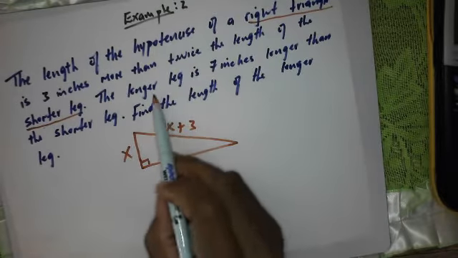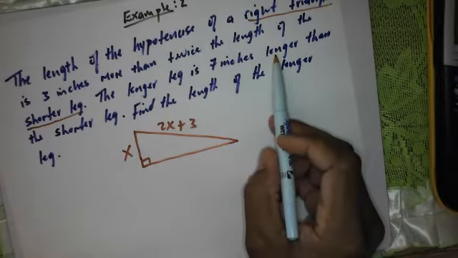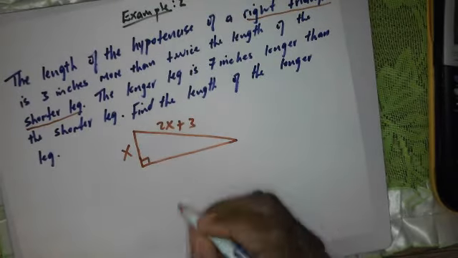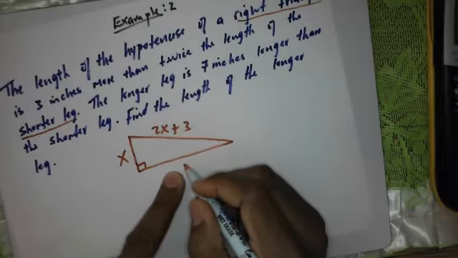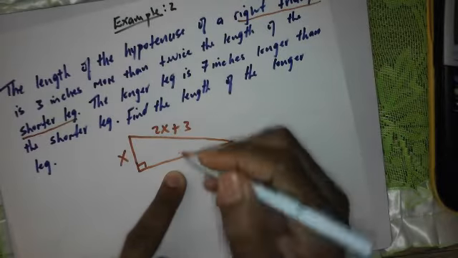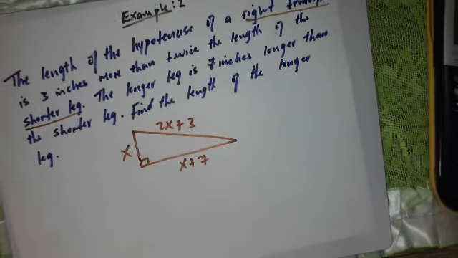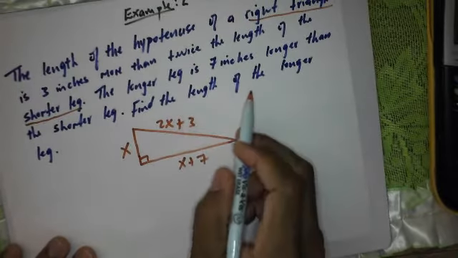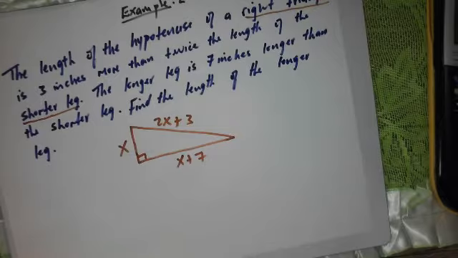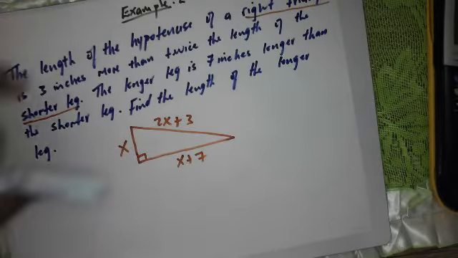Okay? The longer leg is 7 inches longer than the shorter leg. So, this longer leg must be this length plus 7. So, it would be x plus 7. And this would be your diagram. Okay? And it says, find the length of the longer leg. Now, in finding the length of the longer leg, let's write this on a separate sheet of paper.